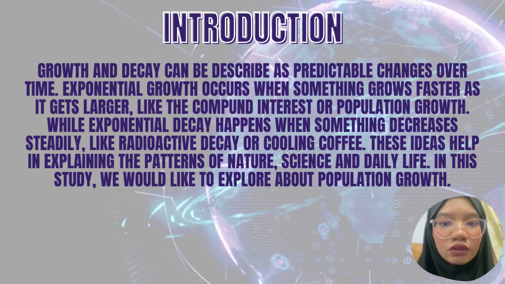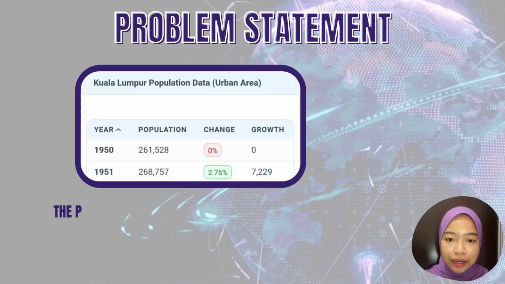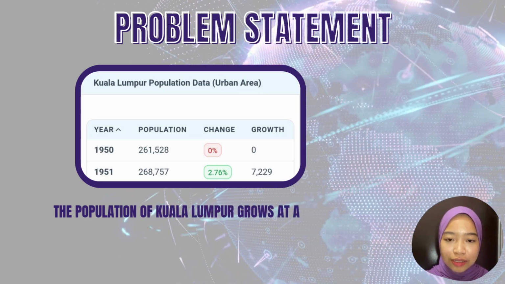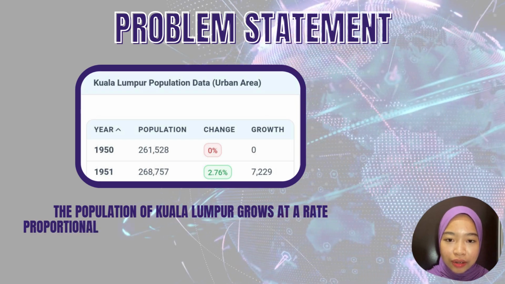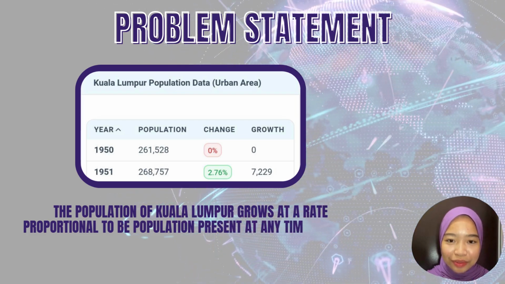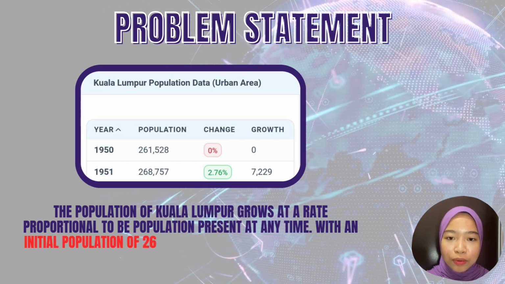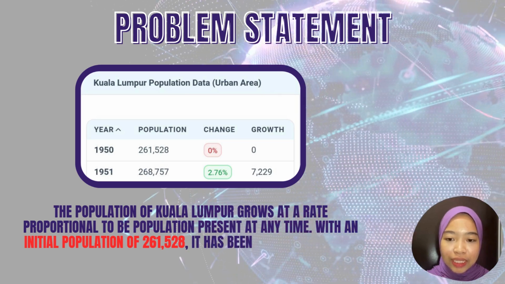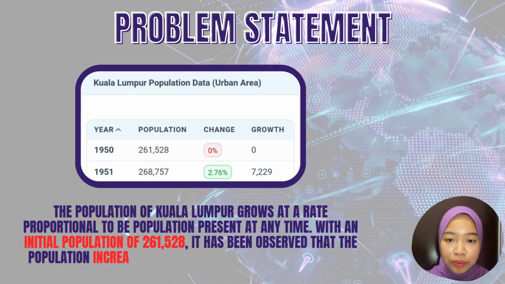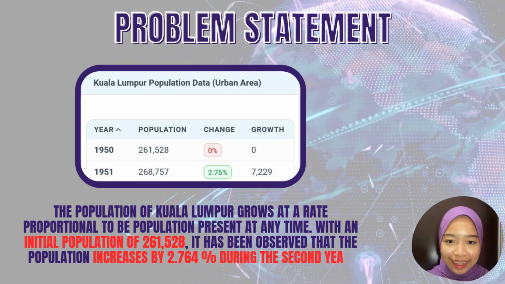In this study, we would like to explore population growth. We are analyzing the population growth in Kuala Lumpur. According to the data, the population grows at a rate proportional to the population present at any given time. Starting with an initial population of 261,528 in 1950, it was observed that the population increased by 2.764% during the second year.